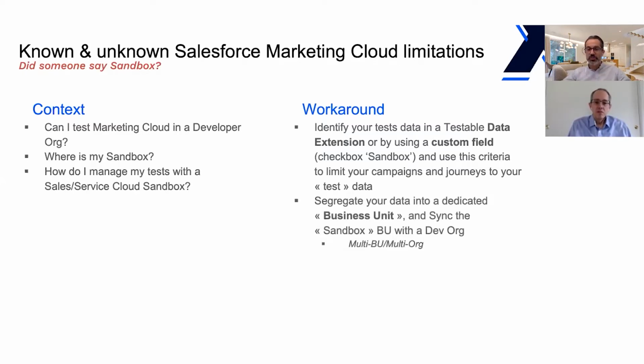Another way is to segregate your data. So I just told you that all your information, all your data, will be in what we call the All Subscribers list in Marketing Cloud. But you can also build a business unit. And a business unit is a kind of Chinese wall between your data. You will really segregate your data. So if you have business units, you can create a business unit and name it Sandbox, and all data in this business unit can be used for your test campaign, for instance.